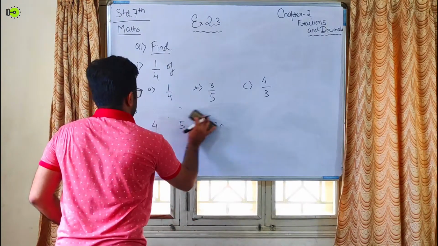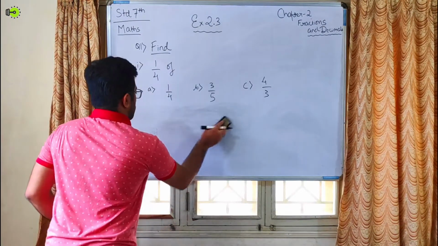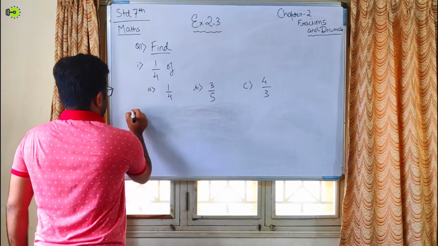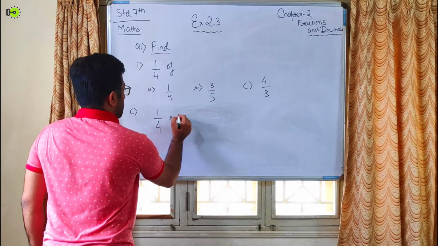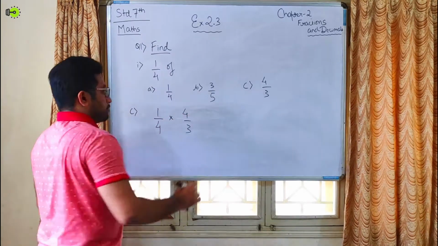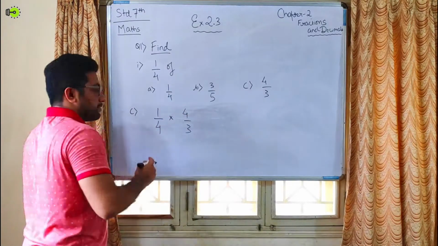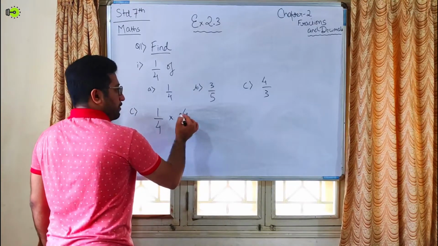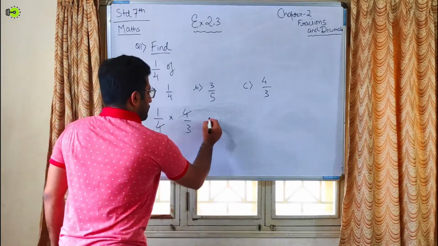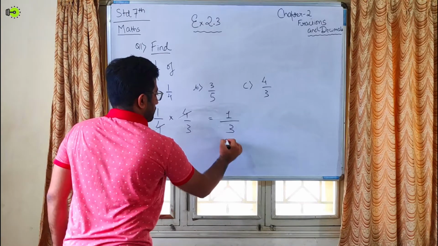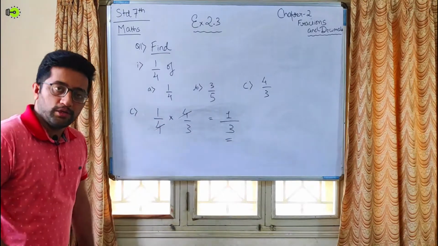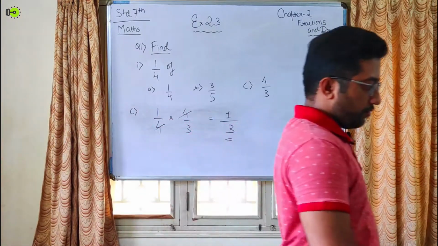Similarly, for c, 1/4 multiply by 4/3. First of all, we will check whether there is something in common. Yes, here there is 4 and here also 4, so we can cut it out. So the answer will be 1/3. Okay. Similarly, you need to try the second question also.